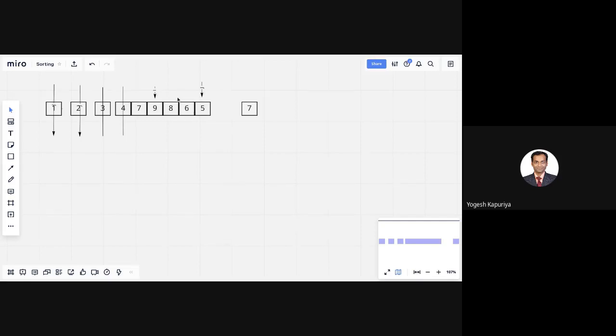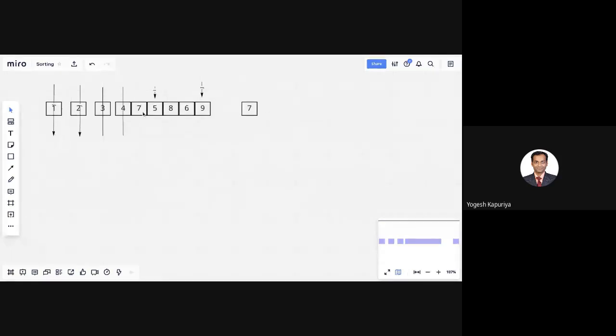We'll check the position of I and J. If they have overlapped, then the algorithm is over, partition algorithm is over. Here they have not overlapped, I is less than J. Because I is less than J, then swapping of A of I and A of J will take place. So this is what happens, right?